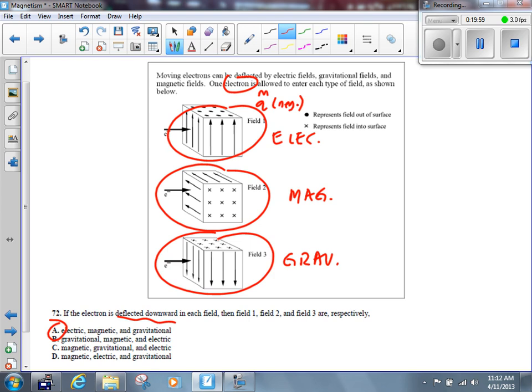Each bit of it is not necessarily all that tough. We have to know about gravitational fields, electric fields, and magnetic fields. For whatever reason, when we put it together, this question always seems to give people trouble.